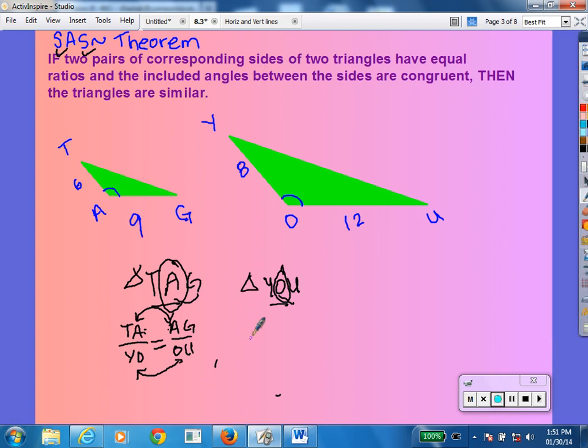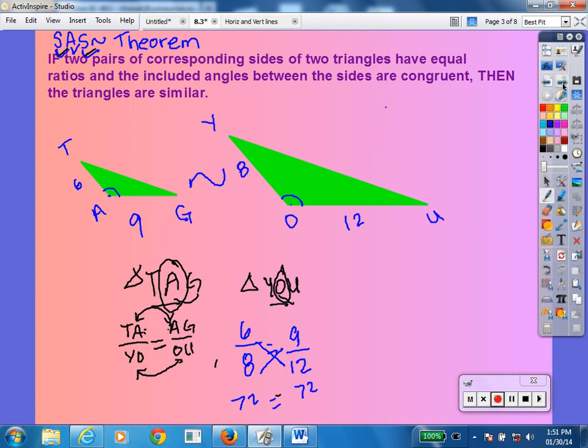So let's go back and do TA is 6, YO is 8, and AG is 9, and OU is 12. And you can tell really quickly because if you cross multiply, that's 72 that direction, that's 72 that direction. So their ratios are congruent. So that takes care of your side and your side. Pardon for the mistake. And then their included angle, the angle that's between the pairs of sides, is congruent. So because that is true as well, we can say that these are similar triangles. Okay? So sorry about that mistake.